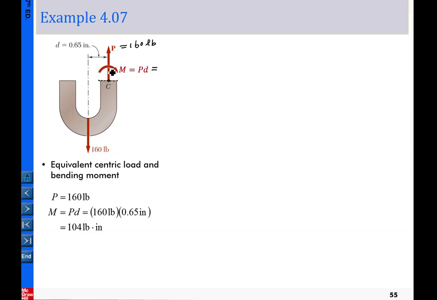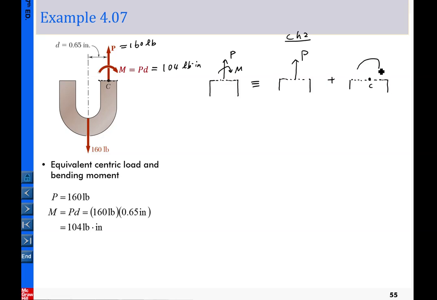Then M is taken from equilibrium of the moment. In this case, M equals P times d, and that is equal to 104 pounds per inch. So let me draw the cross section here, under the two loadings P and M. We take the superposition principle. This is equivalent to this cross section under axial loading, which is the content of chapter 2, plus the same section, with the centroid here, under pure bending, which is what we learned in chapter 4.